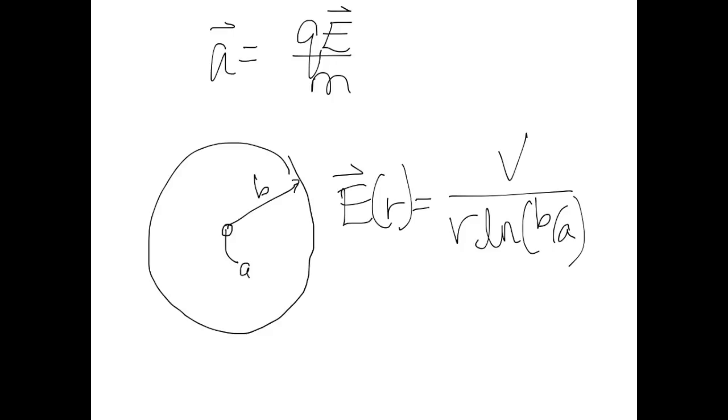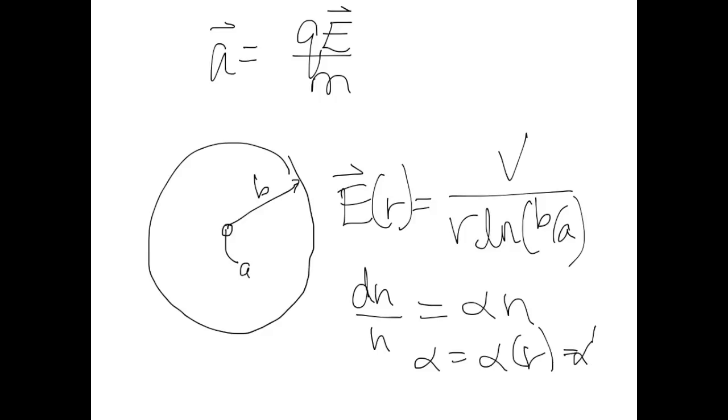And lastly, we described avalanching through the Townsend equation. The Townsend equation is my number of charges is equal to some constant alpha, which is the Townsend coefficient, times n. And alpha is a function of radius, which therefore implies that alpha is a function of electric field. That's all of Chapter 6.